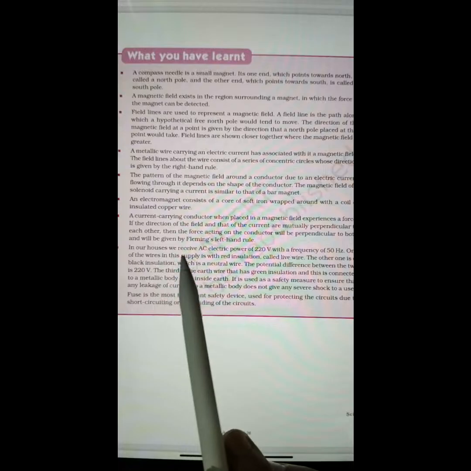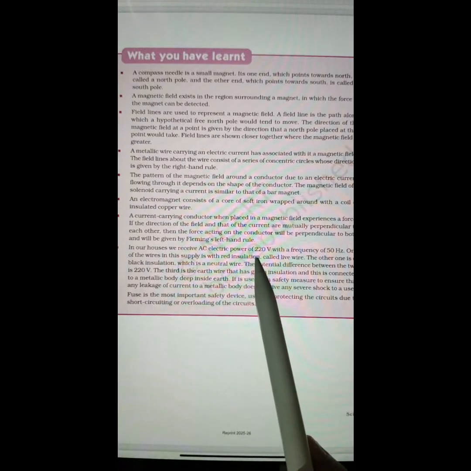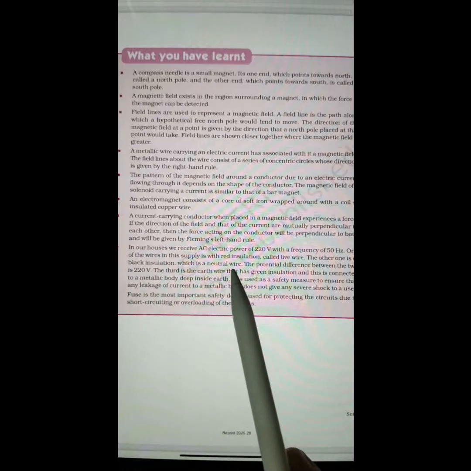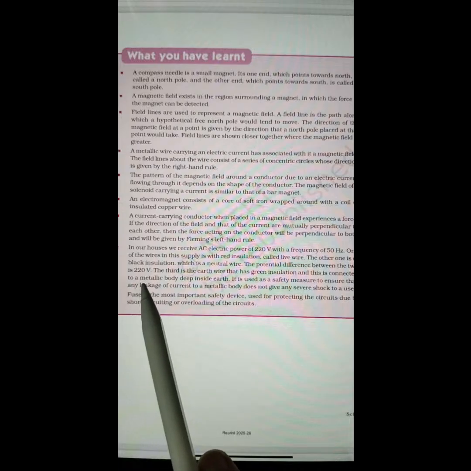In our houses, we receive AC electric power of 220 volts with a frequency of 50 hertz. One of the wires in this supply is with red insulation, called the live wire. The other one is the black insulation, which is the neutral wire. The potential difference between the two is 220 volts.